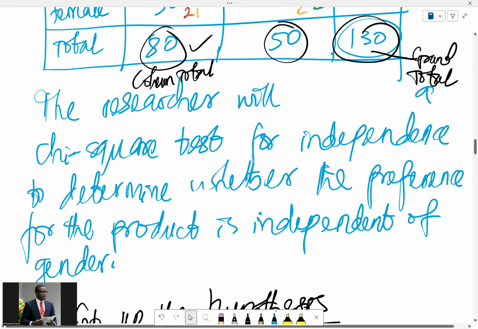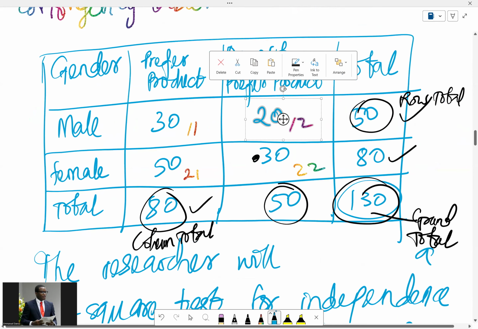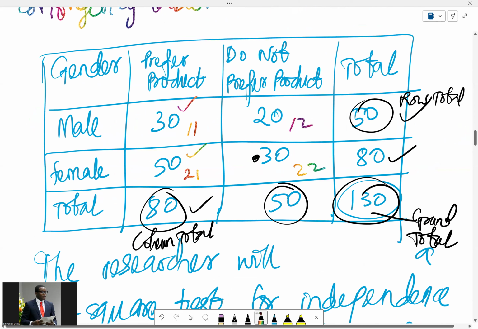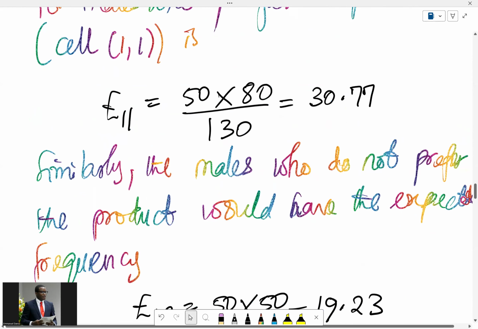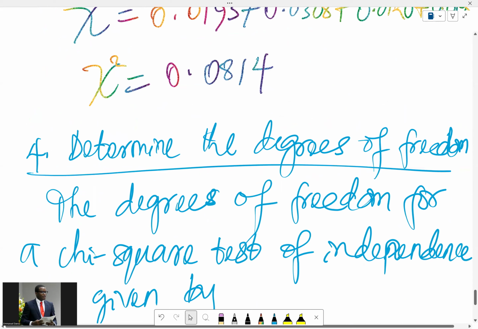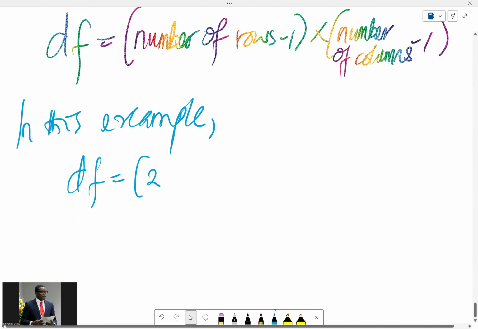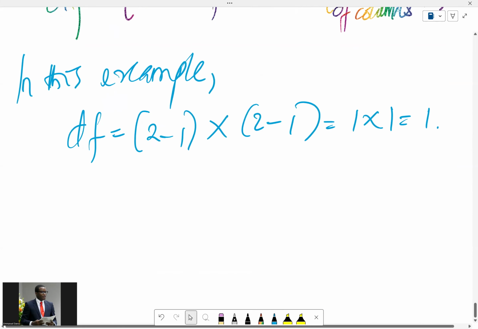So we have row 1, row 2, column, row 1, row 2, right? So 1 2 1 2. So 2 rows, 2 columns. So the degree of freedom will just be 1. 2 rows, 2 columns. So you have 2 minus 1 multiplied by 2 minus 1. That will be 1 by 1, which is 1. Simply, that's the degree of freedom.